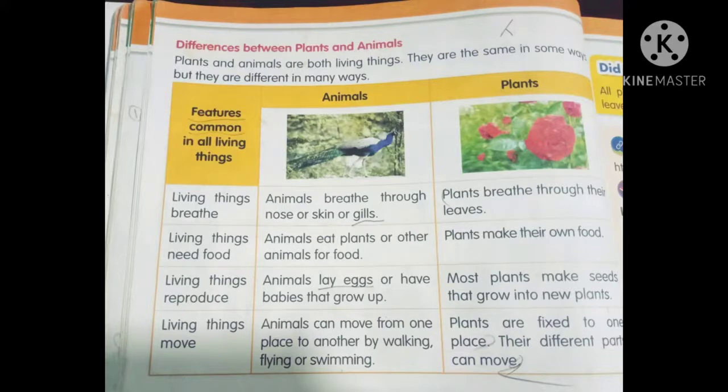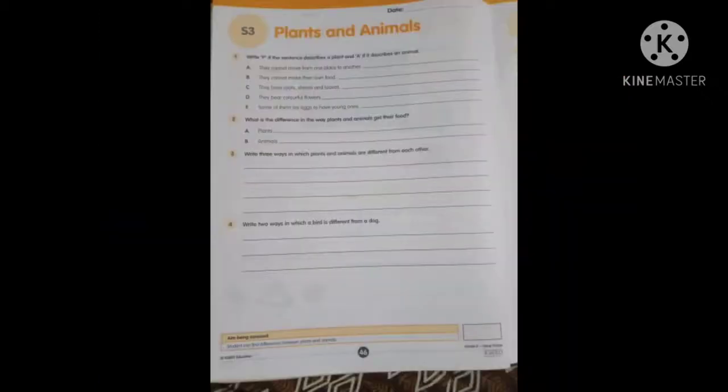Imagine, children. Now you can open your volume S3, that is plants and animals. Write the date. Yes, what is the first question? Write B if the sentence describes a plant. Write A if it describes an animal. See the questions. A, they cannot move from one place to another. B, they cannot make their own food. C, they have roots, shoots and leaves. D, they bear colorful flowers. E, some of them lay eggs to have young ones.